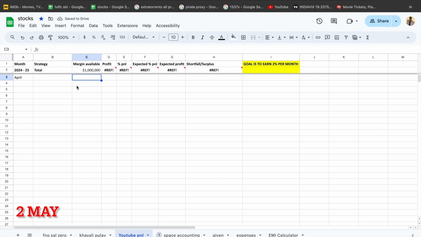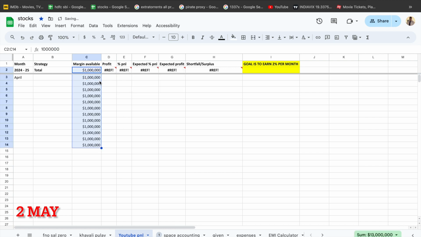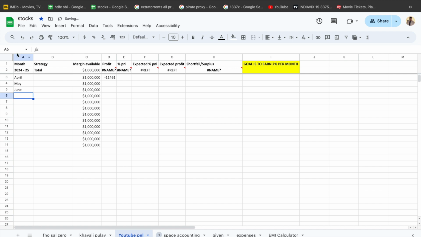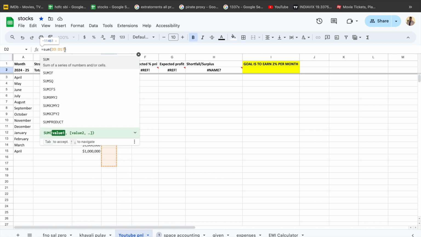Margin available, again we will go for the 10 lakhs only. Okay, with the 10 lakh benefit. Profit is minus 11,461, that is the recorded profit. Sum of this. Okay, just wait, I will just put the month April, May, June. Okay, so this is how it will go. July, August, September, October, November, December, January, February, March, April. Okay, so this is how it will be, and the profit is sum of D3 to D15.